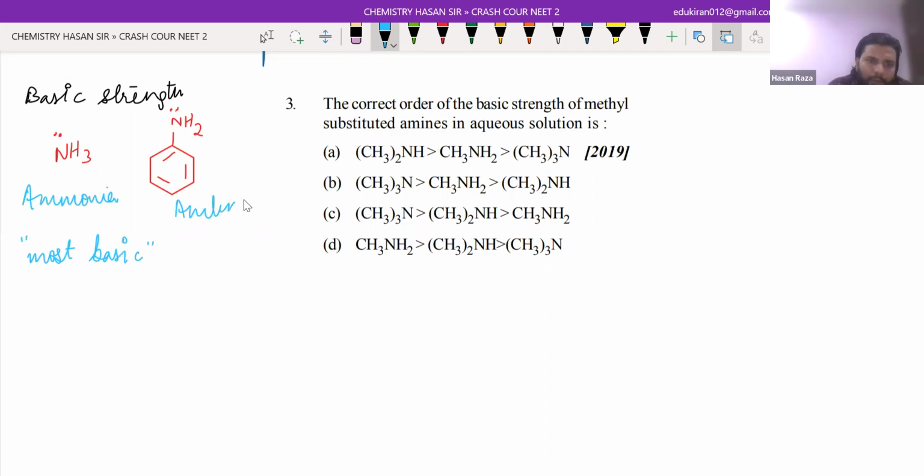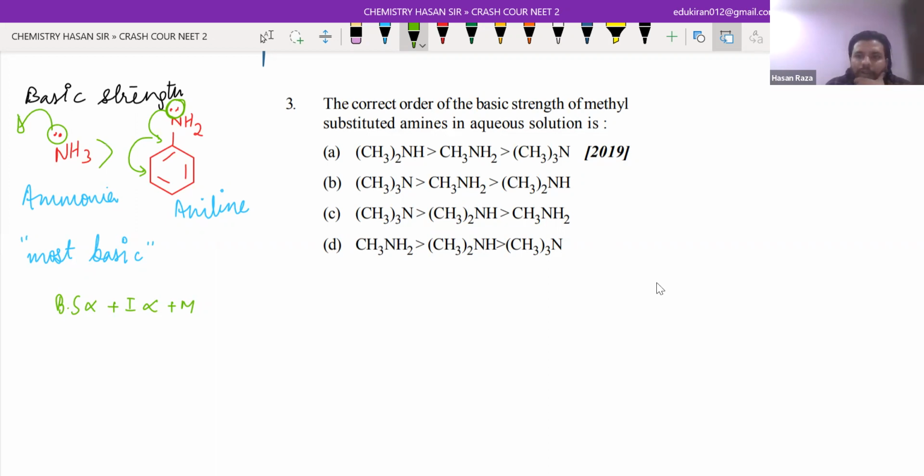Ammonia. Why ammonia is more basic? So as we know that basic strength is directly proportional to plus I and directly proportional to plus M. Okay. So as you can see, this lone pair is free and it can be donated to anyone. But this lone pair is constant, that is busy in resonance. So it cannot be easily donated. And the one which donates easily, the electron pair, will be more basic. That's why ammonia will be always more basic than this amine.